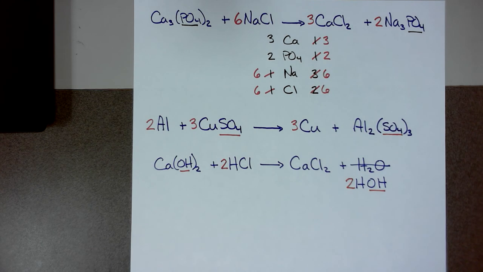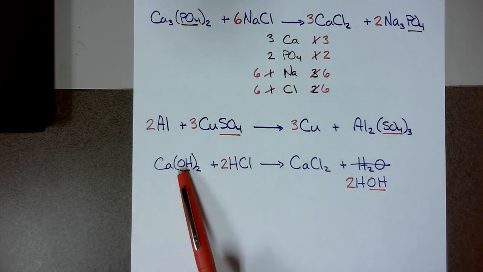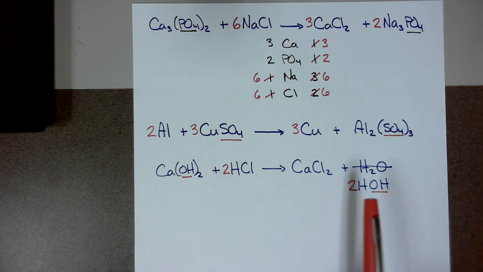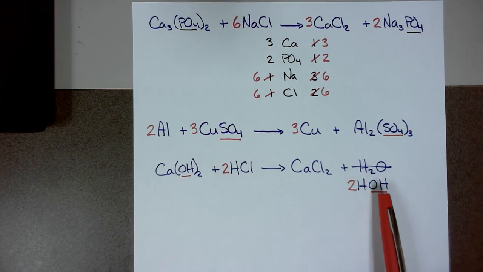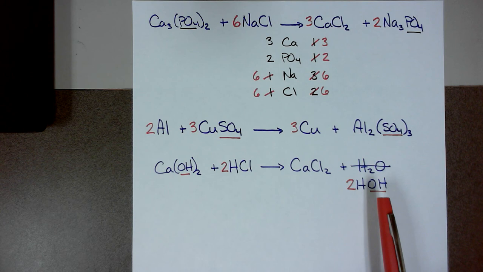Now the thing is, what you need to do is that if you notice that you have a hydroxide on one side and water on the other, rewrite the water so that it looks like a hydroxide, so it makes it a lot easier to balance.